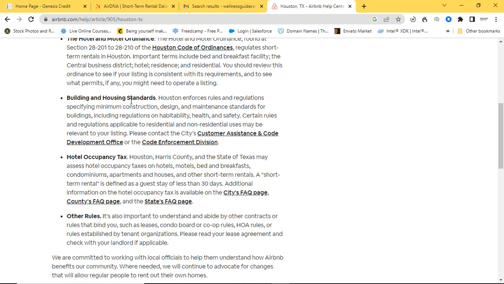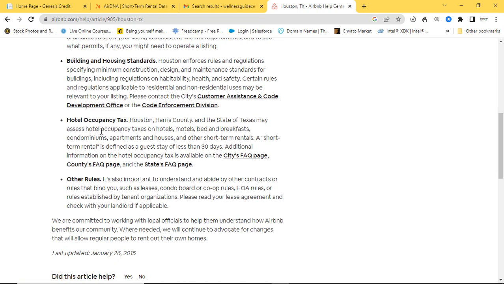Talks about building and housing standards, how they enforce rules and regulations specifying minimum construction, design, and maintenance standards for building, including regulations on habitability, health, and safety. They also go into the hotel occupancy tax that I just mentioned. It says that Houston, Harris County, and the state of Texas may assess hotel occupancy taxes on hotels, motels, bed and breakfast, condominiums, apartments, and houses, and other short-term rentals. And then it clearly says a short-term rental is defined as a guest stay of less than 30 days.